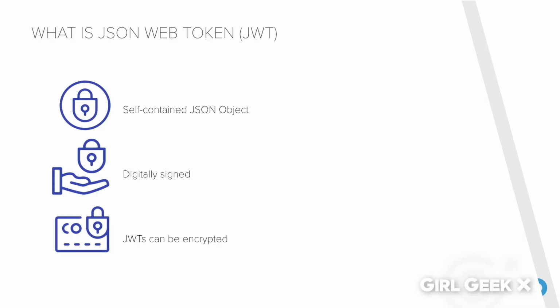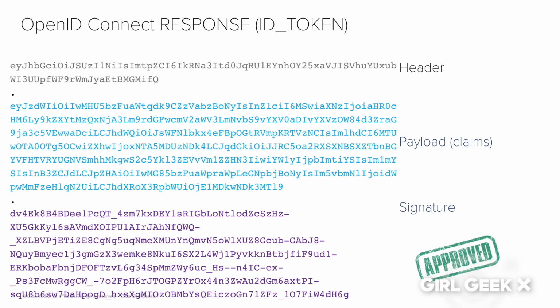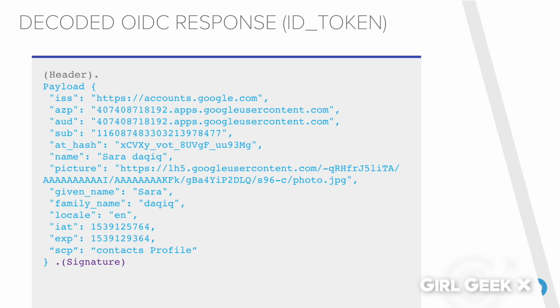JWT is just a JSON object. It's digitally signed and it can be encrypted. So the format looks like this. There is a header, and then you have the payload, which gives you the data information that you have, and then there is a signature. Okay, so there is a header, payload, and signature. There's supposed to be an encrypted string here. Okay, so when you decrypt that string, it looks like this.